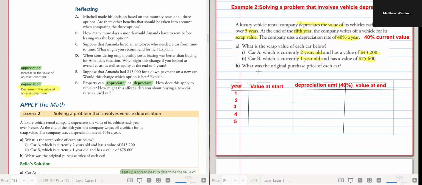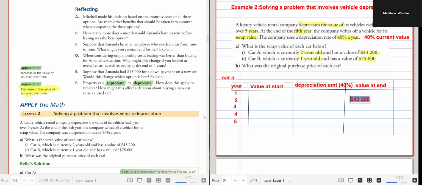3, 2, 1, boom. All right, so car A, we're going to start there. It is 2 years old and has a value of $43,200. So that's the end of year 2. We don't know the depreciation. We don't know any of this stuff. So right now, all we're trying to find is the value at the end of year 5, right? What's the scrap value?